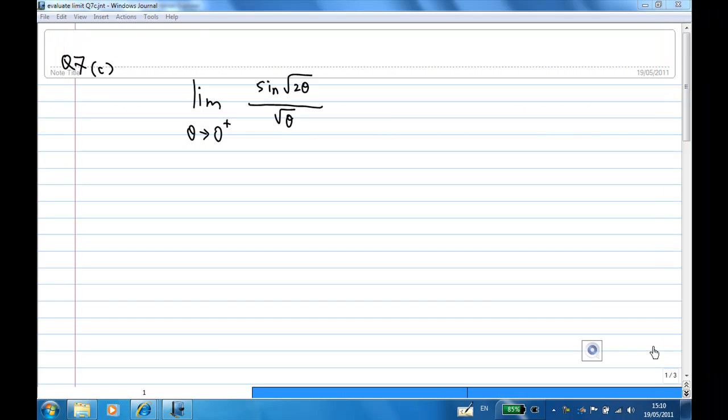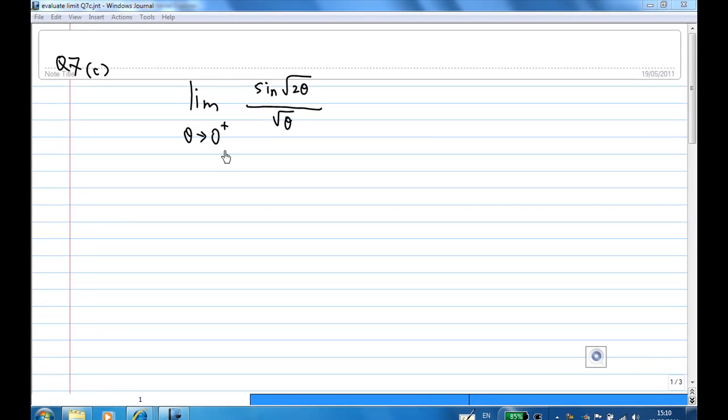In this recording, I will show you how to evaluate the limit as theta goes to 0 plus of sine of square root 2 theta over square root theta. Now, if you try to let theta go to 0, you'll find that sine of square root 2 theta goes to sine of square root of 0, and sine of 0 is 0, so this will be 0. So the numerator, we know that it will be 0.